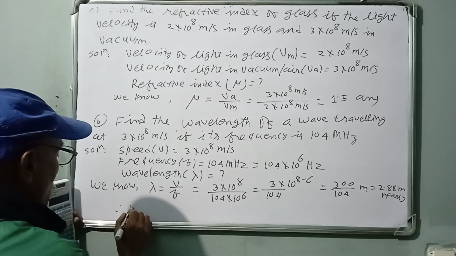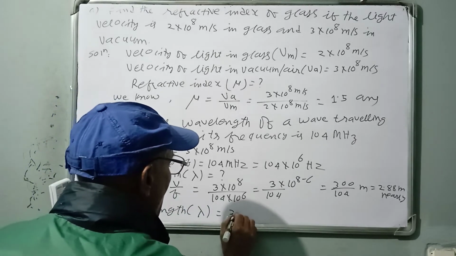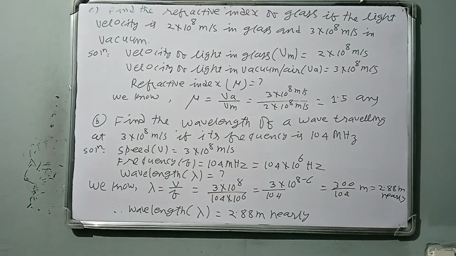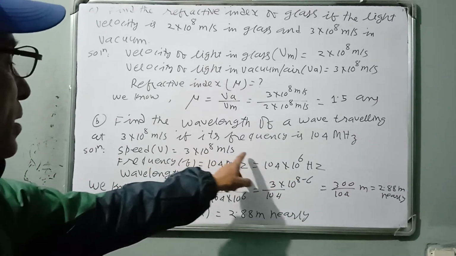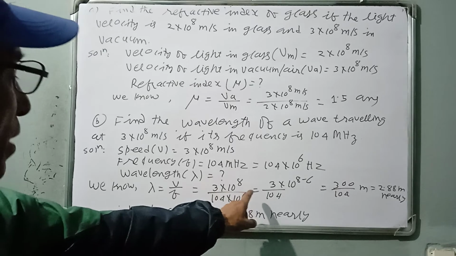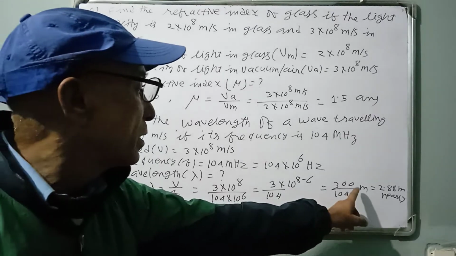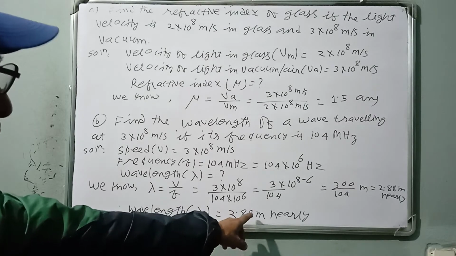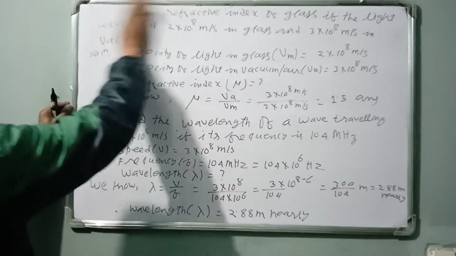So wavelength lambda equal 2.88 meter nearly. See, 104 megahertz, 3 into 10 to the power 8. Velocity by frequency. Velocity is 3 into 10 to the power 8, and frequency 104 into 10 to the power 6. 300 by 104, 2.88 meter nearly. So the wavelength is 2.88 meter nearly. Question number B done. Question number C.